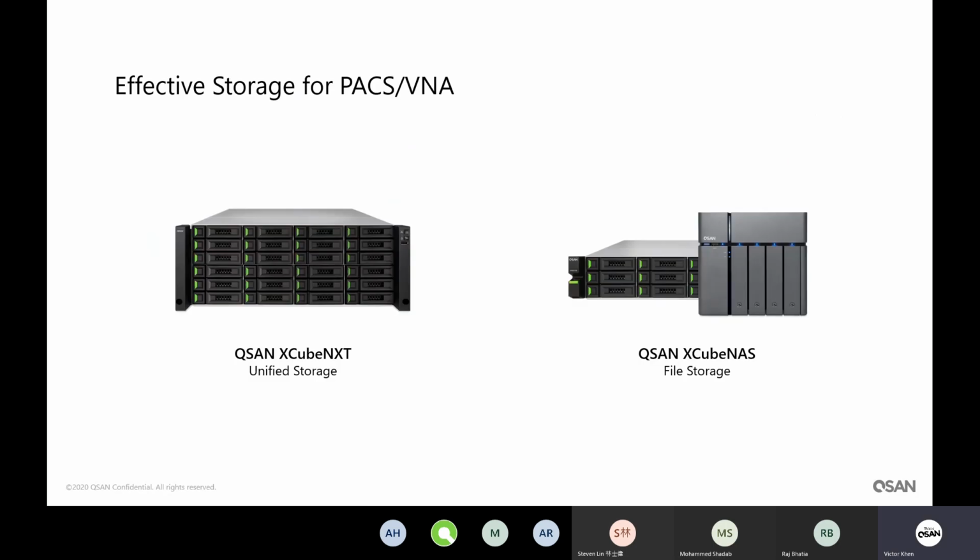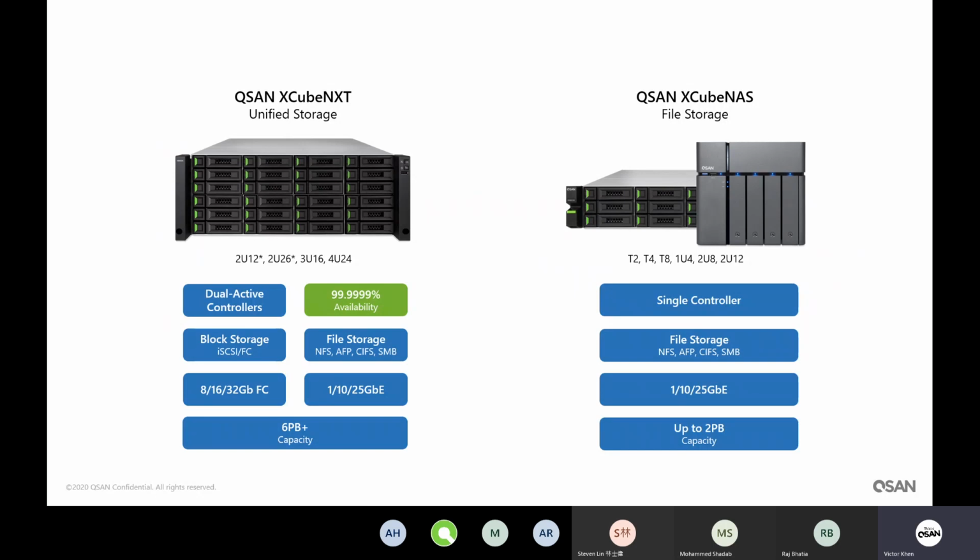From QSAN, for this case, we can offer two unique storages: unified storage, Xcube NXT, which is HA NAS with the SAN benefits, or for the smaller PACS solutions, we can also offer Xcube NAS, the traditional file storage. Xcube NXT offers a dual controller design with 6 nines availability. So you can run online hardware upgrades and online software upgrades. It also has both file storage and block storage, and offers scalability of up to 6 petabytes.